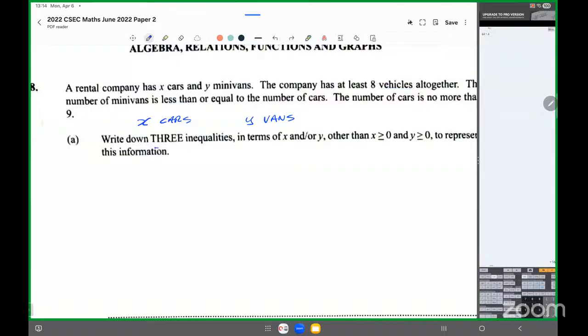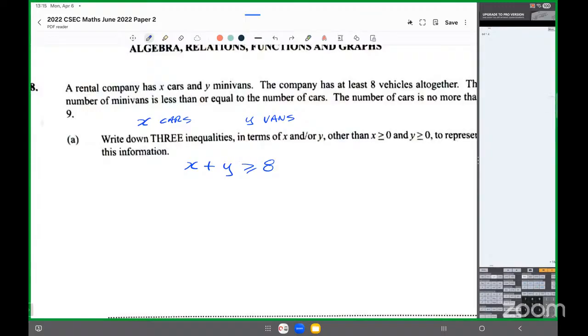So I must write 3 inequalities. So this information that there must be at least 8 vehicles. At least means that amount or more, 8 or more. So it means that X plus Y, total vehicles, must be greater than or equal to 8. At least 8 means 8 or more. Must have at least $10 to do something means that you need 10 or more dollars. Don't let the word least cause you to write the less than sign. At least 8 means 8 or more. So the total number of vehicles, which is the number of cars and number of vans, must be 8 or more. That's the first inequality on that statement.